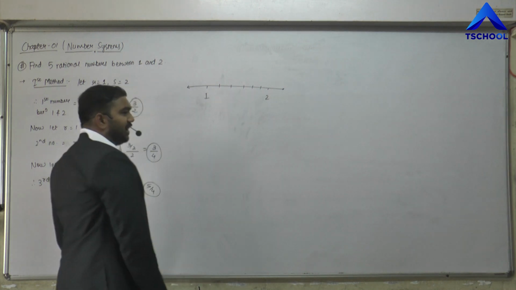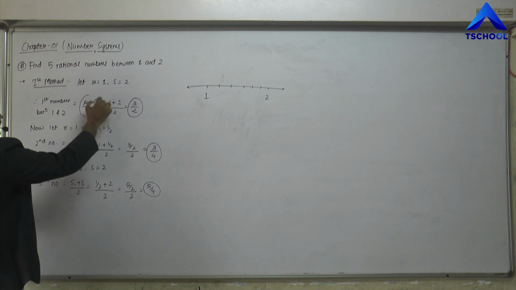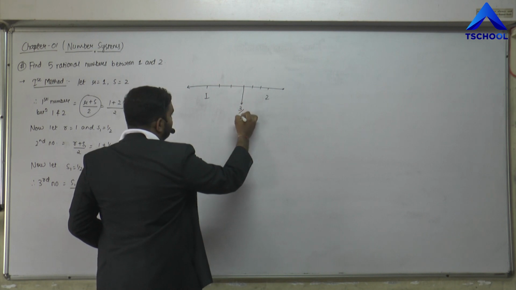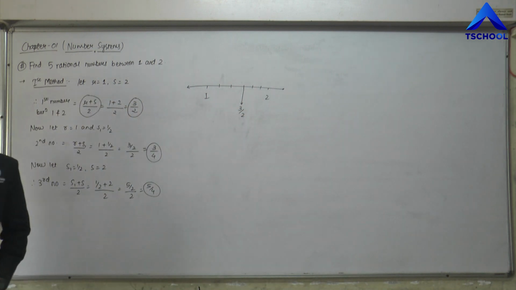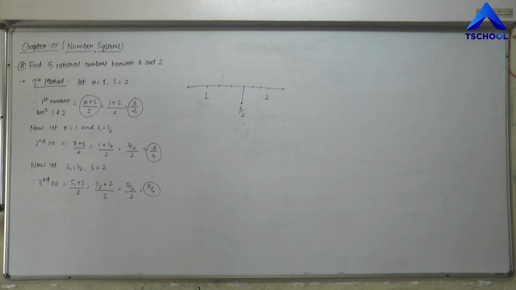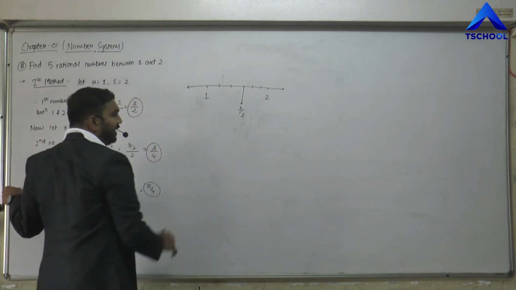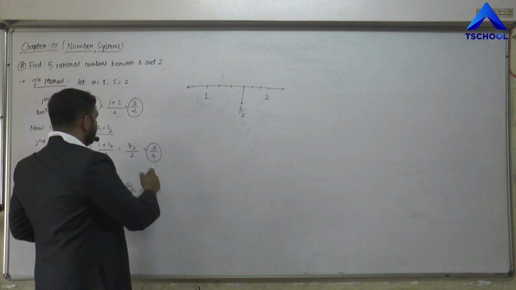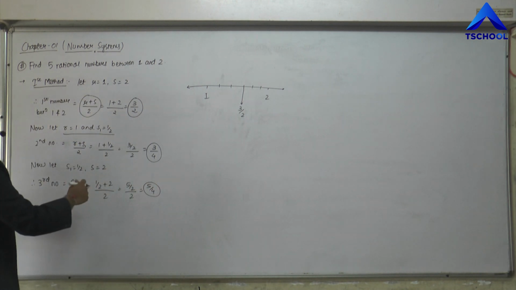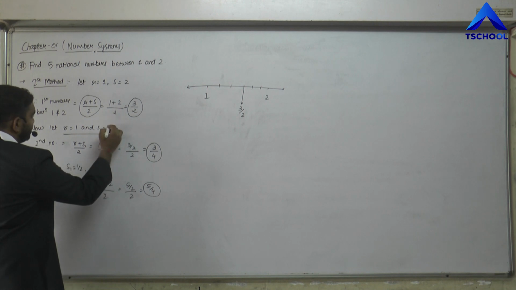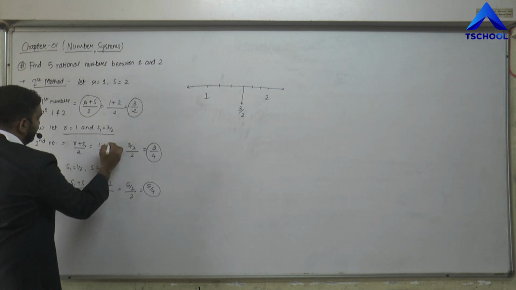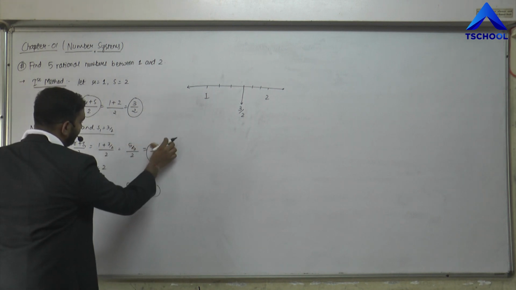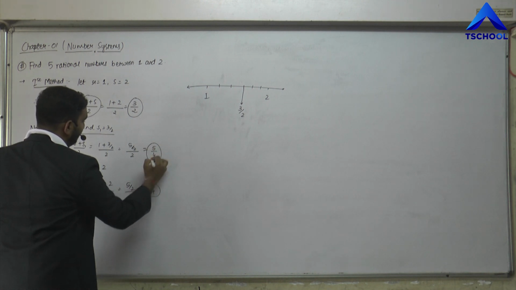First of all, if I find out r plus s by 2, that goes like for the midpoint of 1 and 2. So the number we get here will be somewhere here, that is 3 by 2. You can check that 3 by 2 is 1.5, which is exactly in the center of 1 and 2, right? So I got 3 by 2 here. Then I got the number between 1 and, sorry, what I took here was 3 by 2, that was my mistake. So I shall get here 3 by 2, then 5 by 2, and that will get me here 5 by 4.